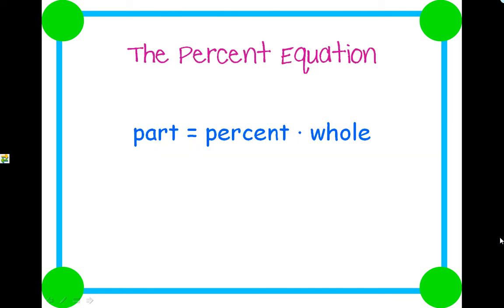The percent equation is the part, which remember that was your is part, is percent times the whole, which was your of. And in the equation, since we're not putting it over the percent over 100, the percent must be written in a fraction or a decimal form. We'll write it mainly in the decimal.